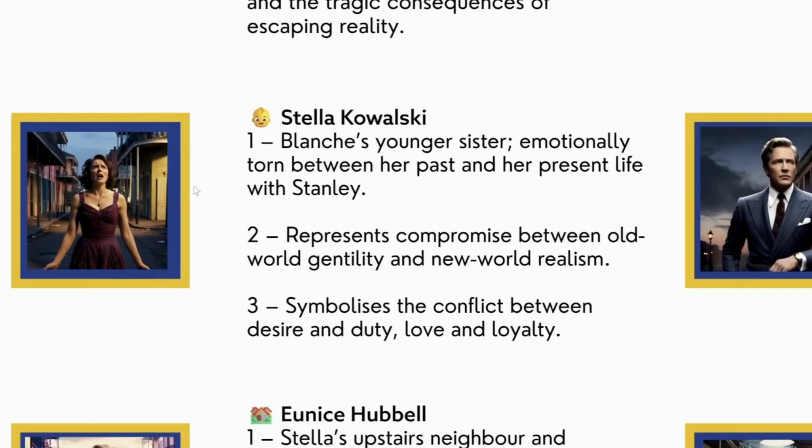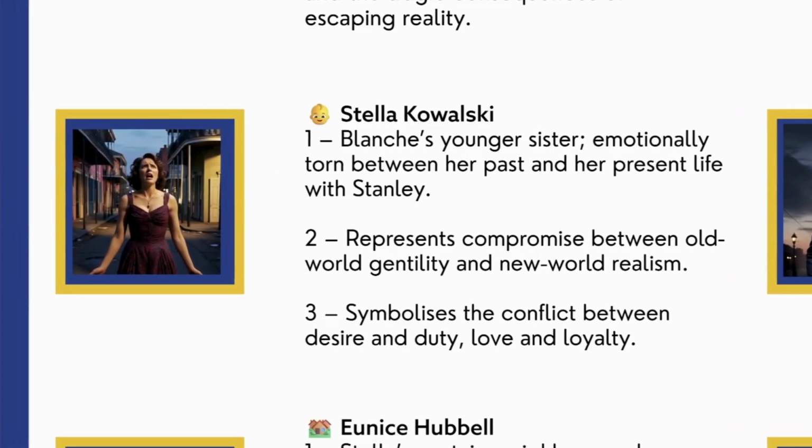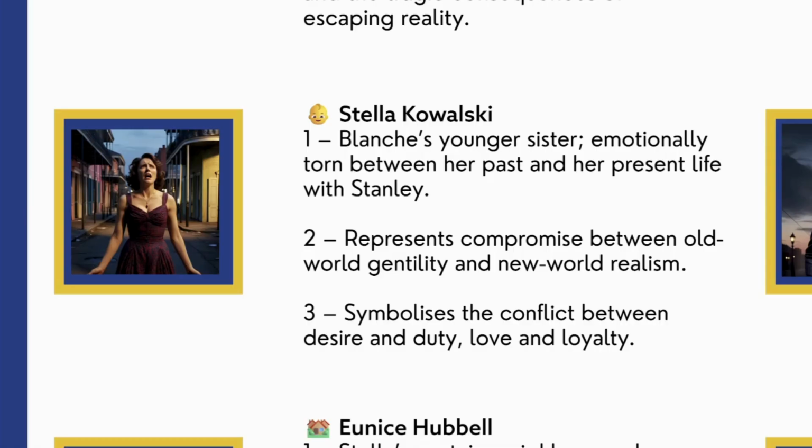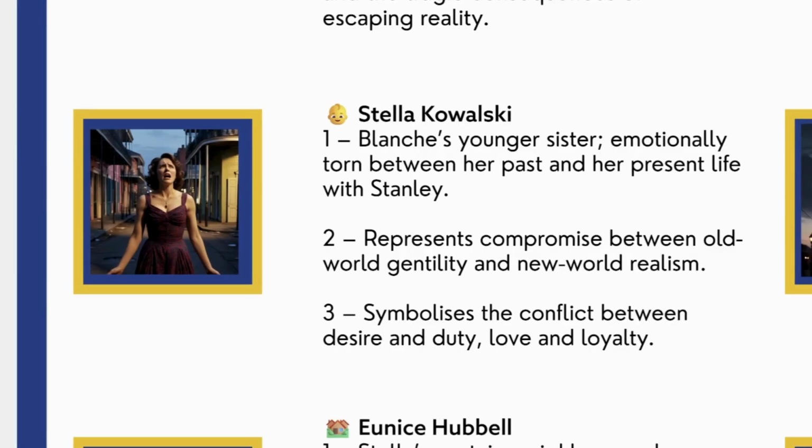Okay, next one we have Stella Kowalski. Blanche's younger sister, and she is emotionally torn between her past and her present life with Stanley. So she represents the compromise between old world gentility and new world realism, because the world was changing in the post-war era, as we know. She symbolises the conflict between desire and duty, love and loyalty. She's torn in many ways within this play, and the best essays will always tease apart the ways in which she's torn, and the mental effects upon her.